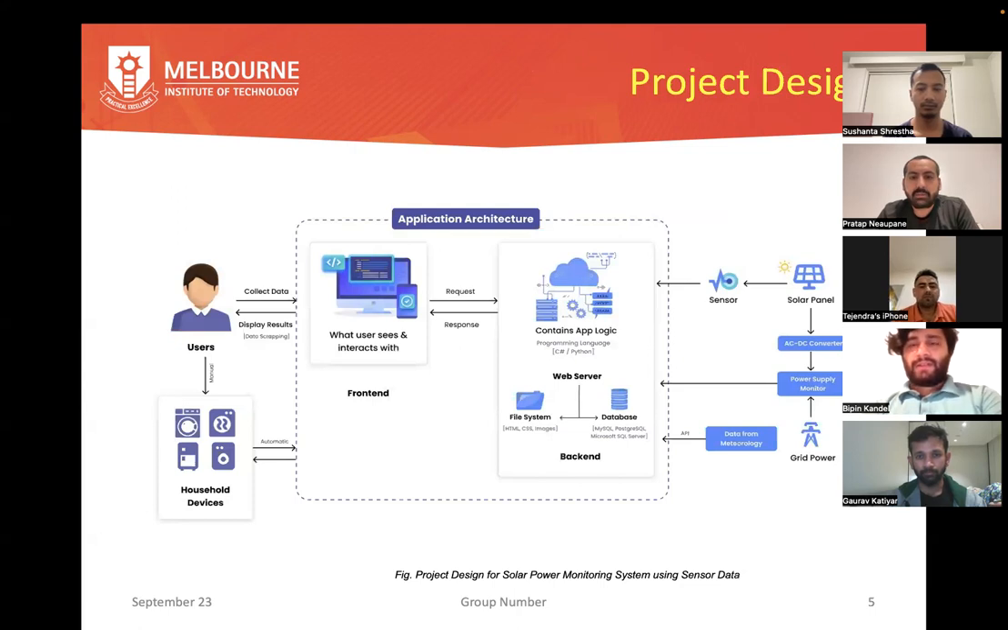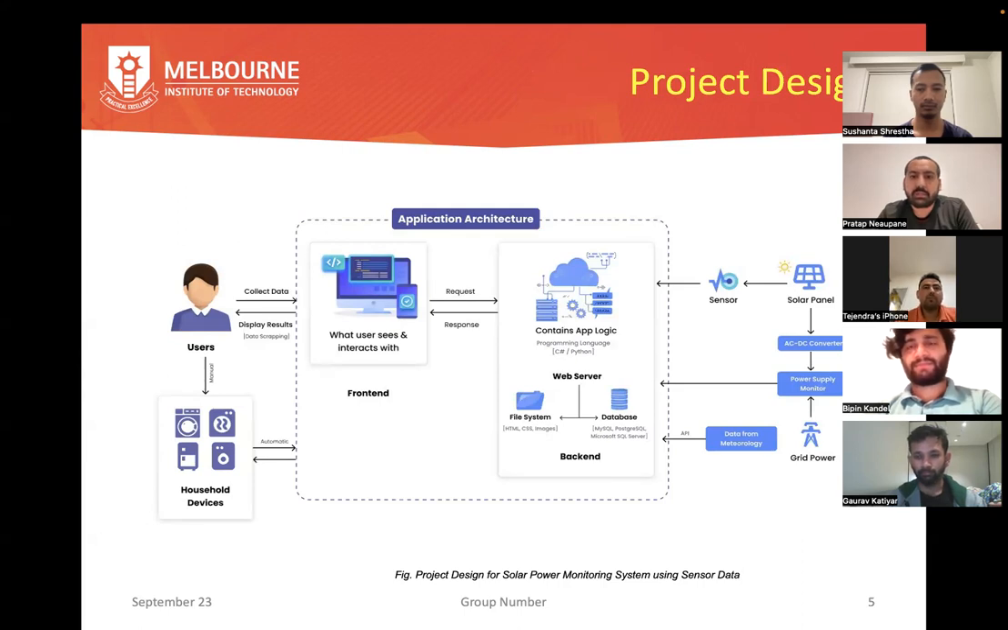So here we have the project design. This is the overall project design. In the project design, we have a user who will directly communicate with the front end part. The front end has the user interface with the data generated by the sensors and the solar panels, and the meteorological data are manipulated on the back end, and the back end provides the data to the front end, which is directly interacted with by the users.